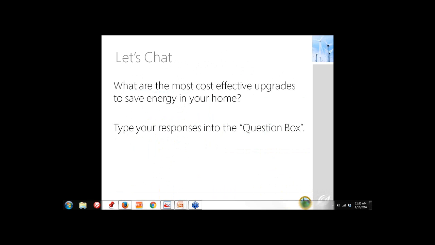I don't see anybody has typed in anything yet, Kim, so I'm just going to, oh wait, here we have one. Let's see, so appliances and windows. Another person said LED lights, more efficient appliances, energy management software to see where energy is going. And then another person said, I would think solar and insulation. So those are the responses you've had so far.